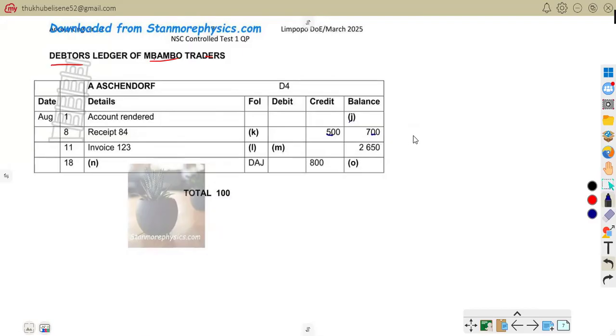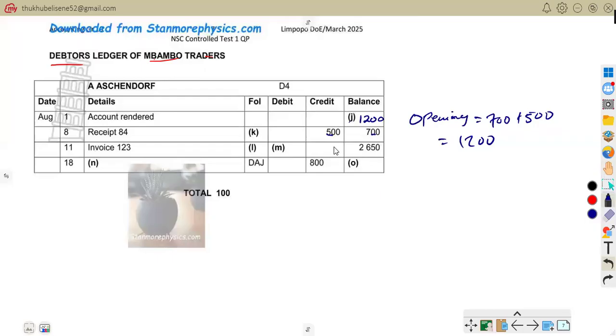So now we want the opening. So we are going to say our opening now is going to equal 700 plus 500, which is going to equal 1,200. That is the opening balance that we are to write here, 1,200. So this is our opening balance. That is the balance now.